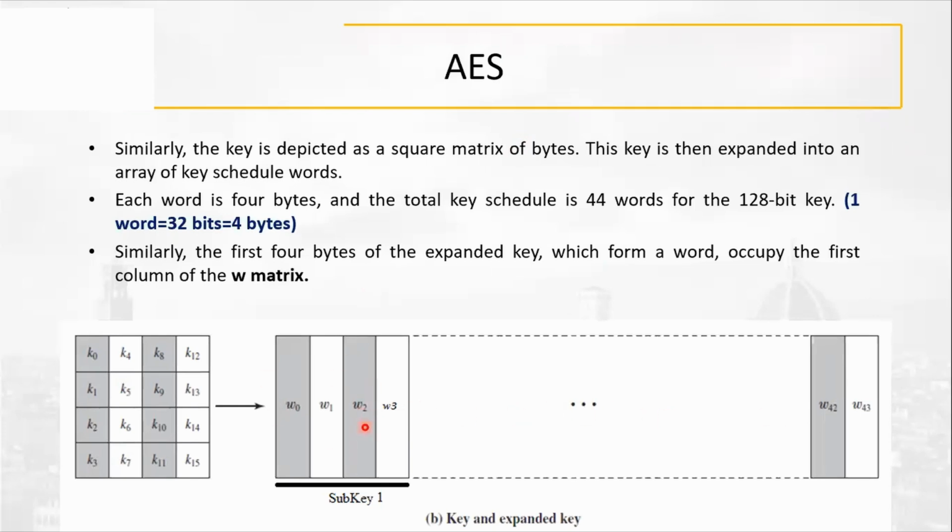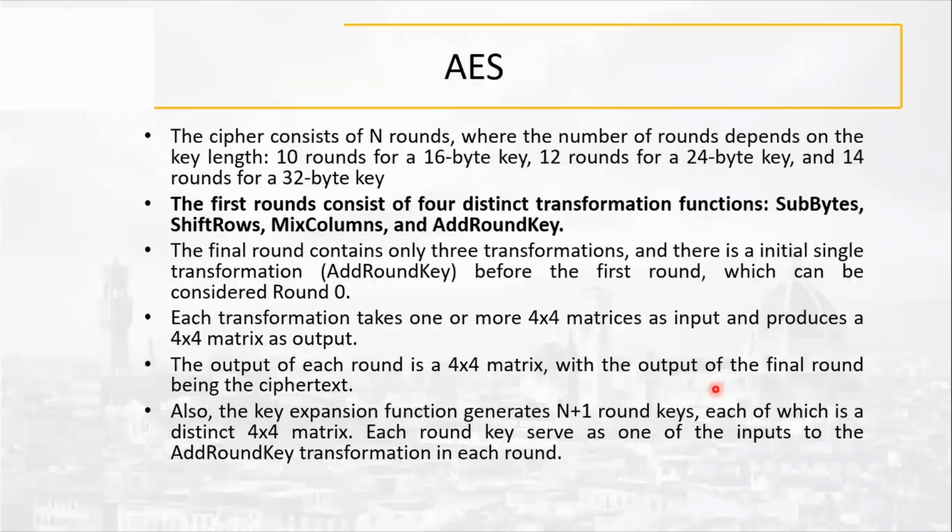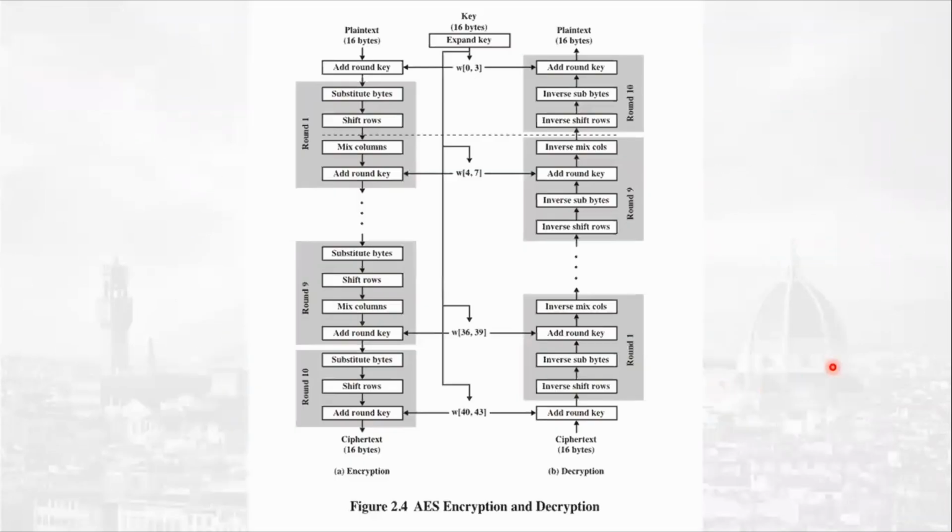So the first 4 words will form 128 bits, and that will be provided to the first round, and so on. That is given over here. So W is the complete matrix, and the first 4 words, words 0 to 3, are provided to the first round, and so on.